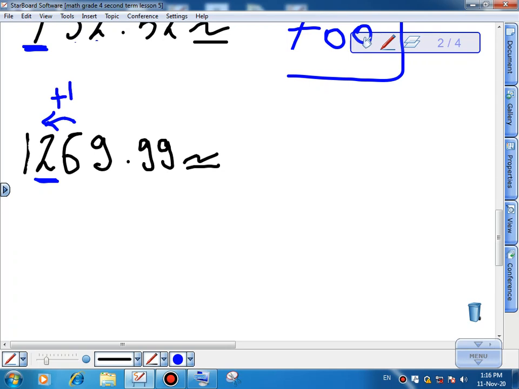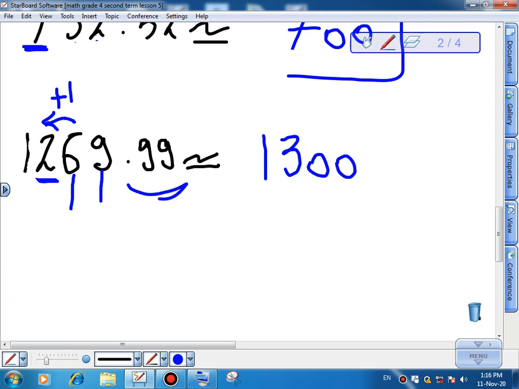So I will increase the hundreds place by 1. Just add 1 to the number 2. It will be 3. Okay? The number before 2, which is 1, will stay 1 in the answer. We will never change the number 1. Okay? So the tens place, here 6, will be 0, and the units place will also be 0.